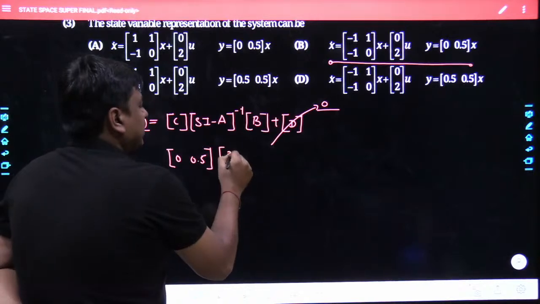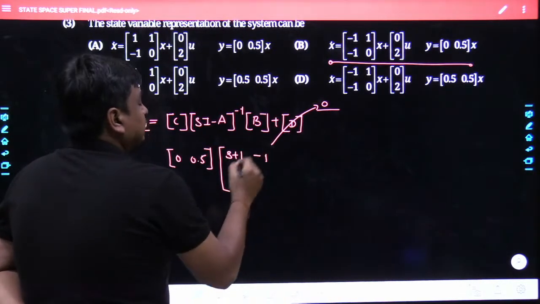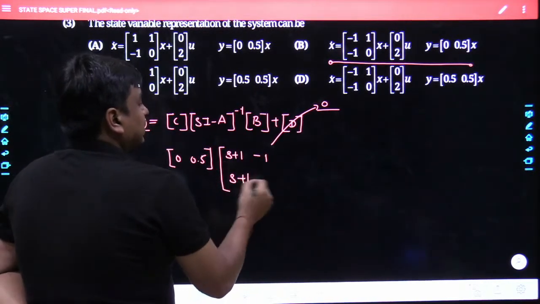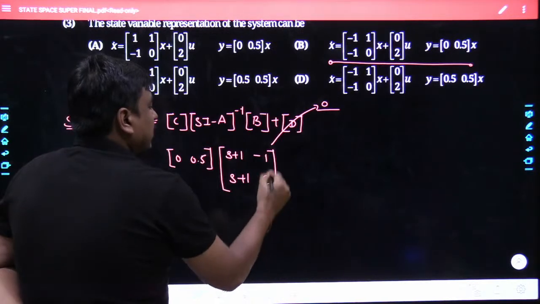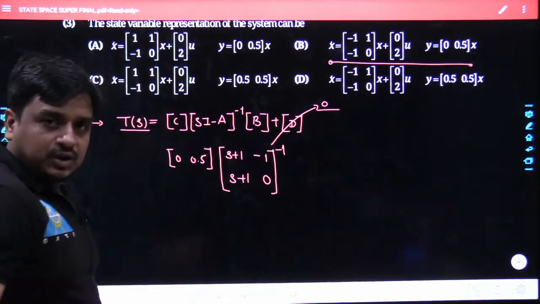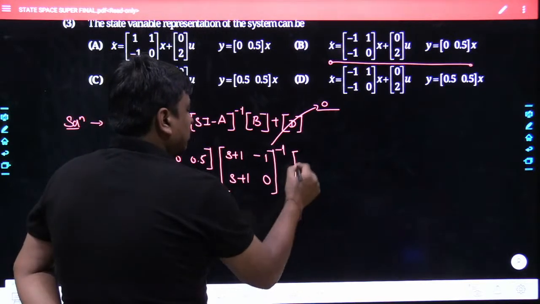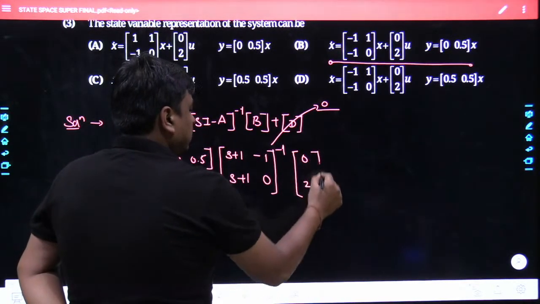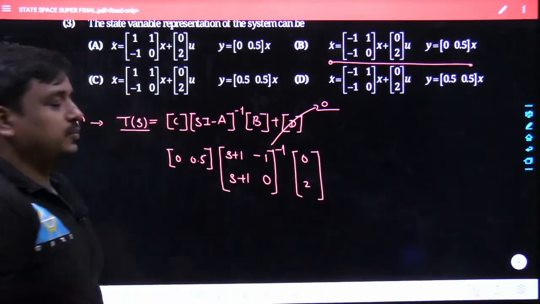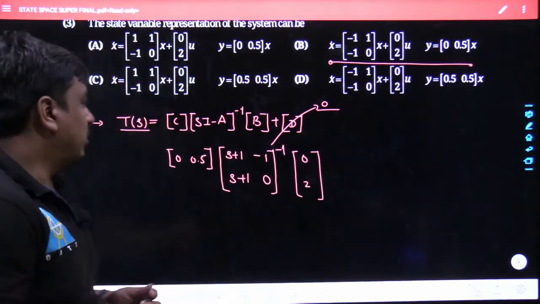It would be s plus 1, here it would be -1, s plus 1, 0. You had to take the inverse of it. And then it gets multiplied with the matrix B. May I know what it would be? It would be 0 and 2. Agreed? Till this point, nobody should have any doubt as such.